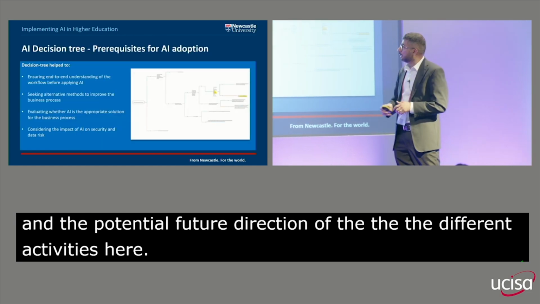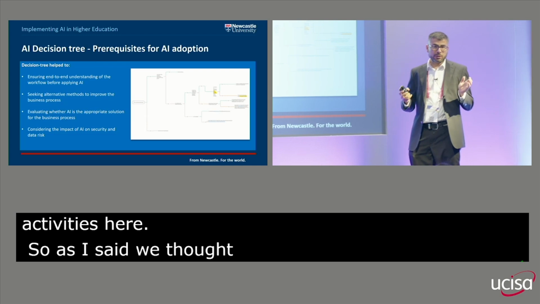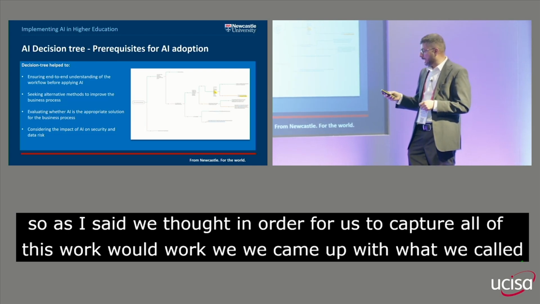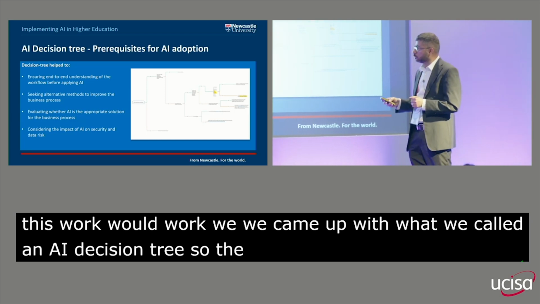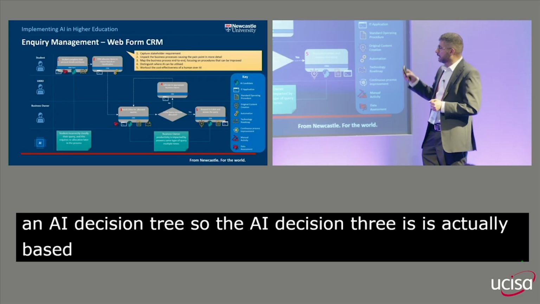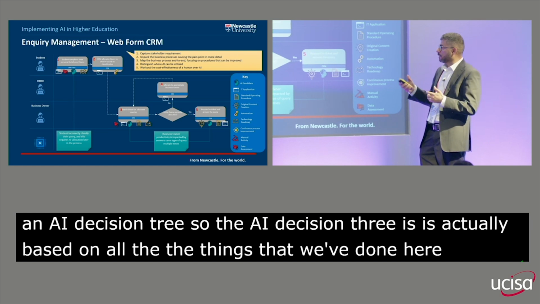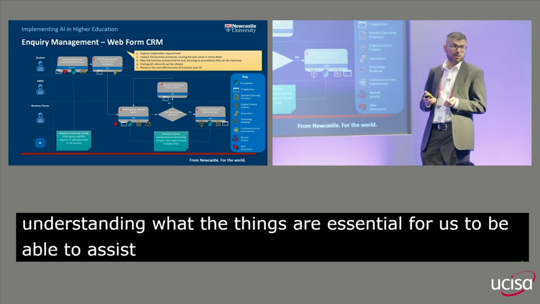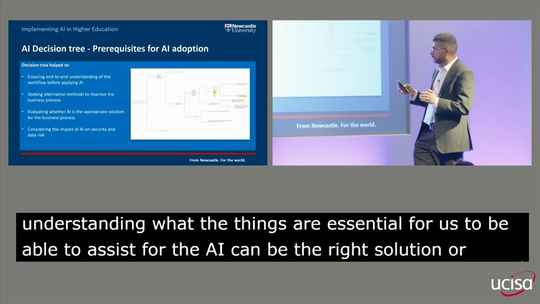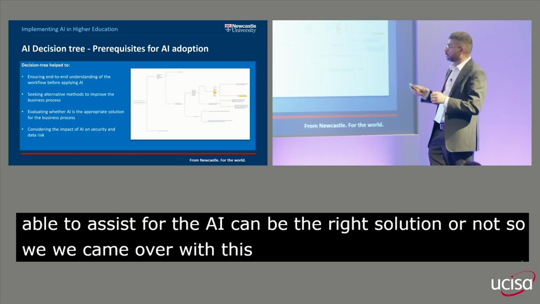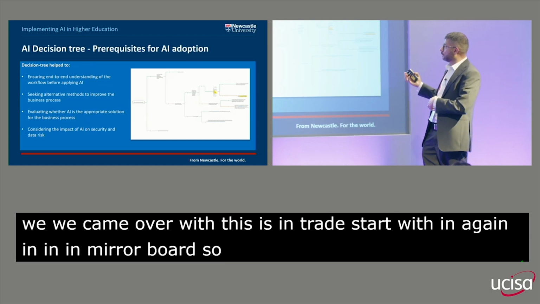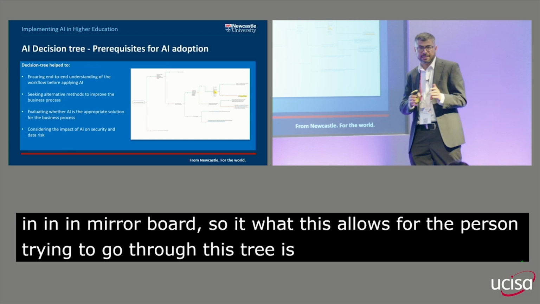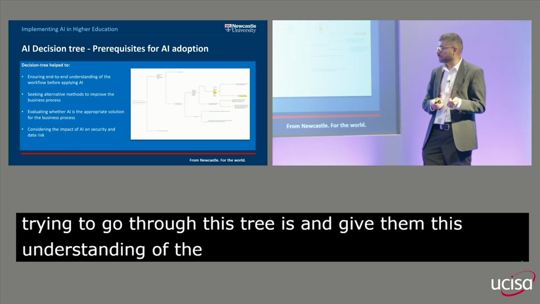As I said, in order for us to capture all of this good work, we came up with what we call an AI decision tree. The AI decision tree is based on all of the things that we've done here, our understanding, and what is essential for us to assess whether AI can be the right solution or not. We came up with this decision tree to start with, again, in a Miro board. What this allows for the person going through the decision tree is an understanding of the end-to-end process of what we're trying to achieve.